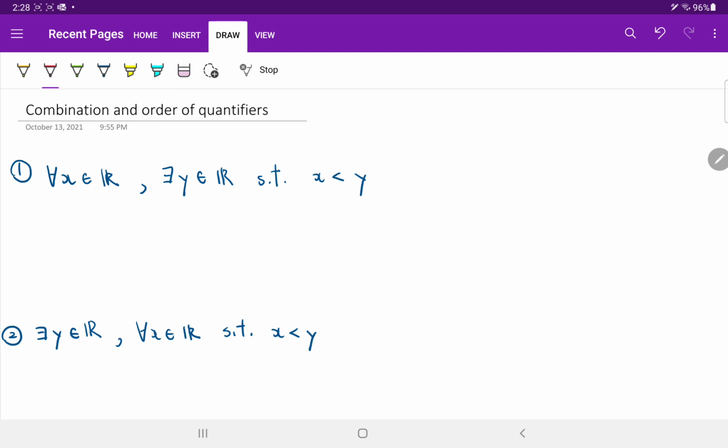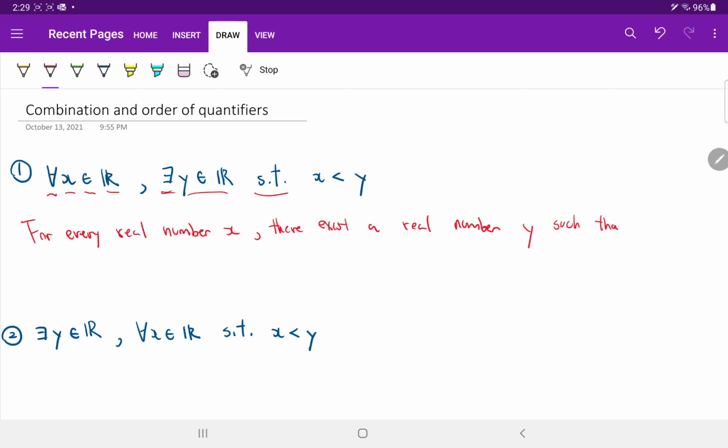So what is the first one translated into? The first sign says for every, and this means x is an element of the real numbers. So we say that for every real number x, and this is a symbol that stands for there exists a, and this is a real number y. So there exists a real number y, and this is the simplified version of such that x is smaller than y. So you look at this statement, and is it true?